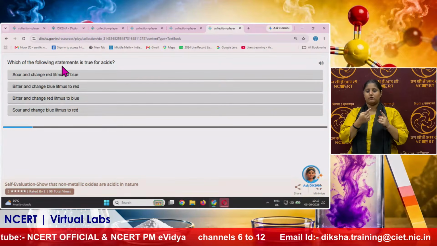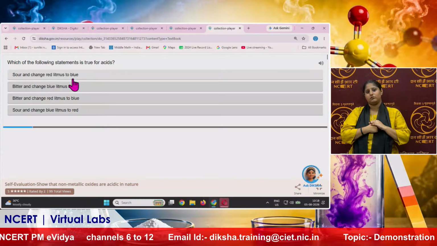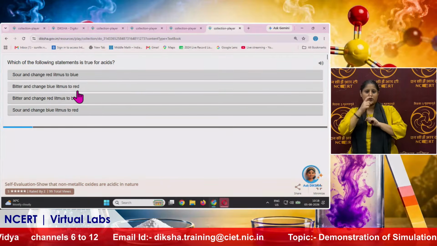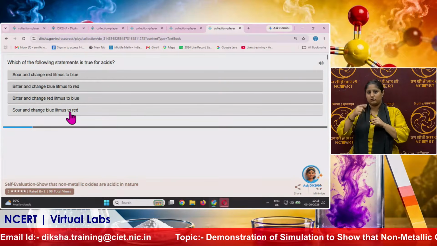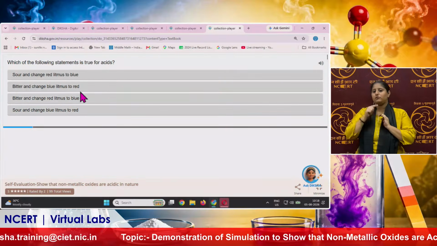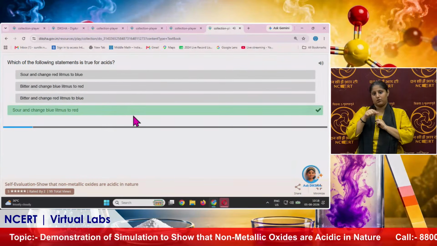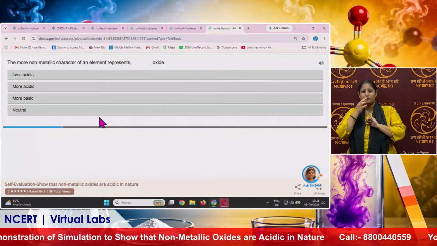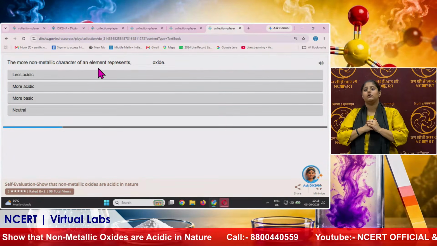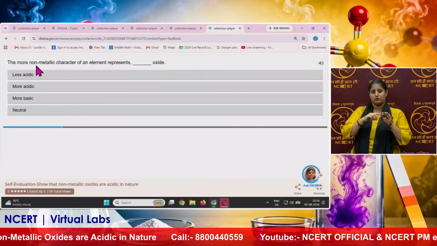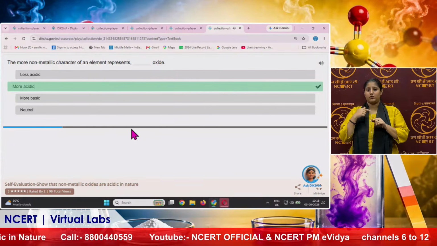First question: which of the following statements is true for acids? Sour and change red to blue; bitter and change blue to red; bitter and change red litmus to blue; and sour and change blue litmus to red. So we have observed that blue changes to red, and these are sour in nature. So green color represents that it is correct. Now, the more non-metallic the character of an element, the more acidic it is, which we have studied recently.